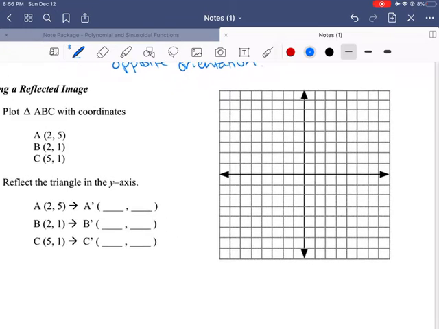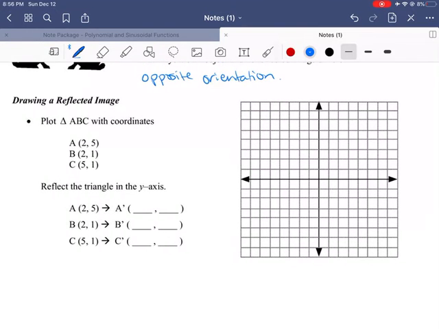All right, so here's what we need to do. Pause the video. Well, not just yet. Plot ABC, and that's triangle ABC with these coordinates, A, B, and C. So A is at 2, 5, B is at 2, 1, and C is at 5, 1. So plot those points, pause it, and then see how you do.